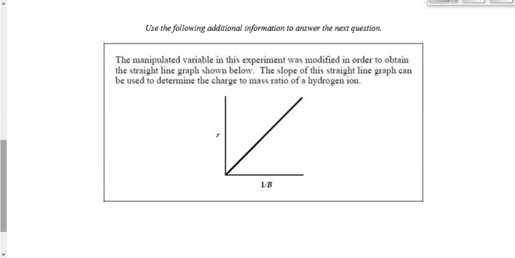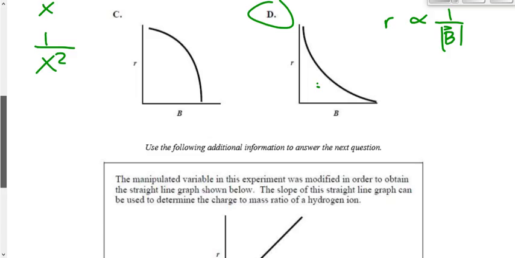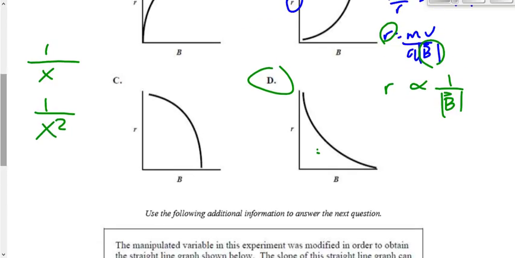Oh, here's a good one. The manipulated variable in this experiment is modified in order to obtain a straight line graph as shown below. Hey, do you see why 1 over B on the x-axis gives you a straight line? Because it was a 1 over B relationship, right?